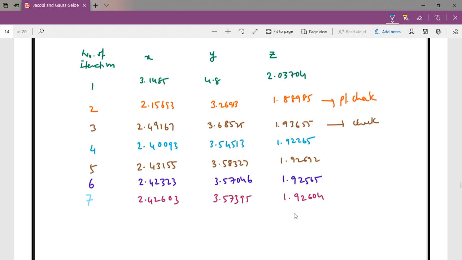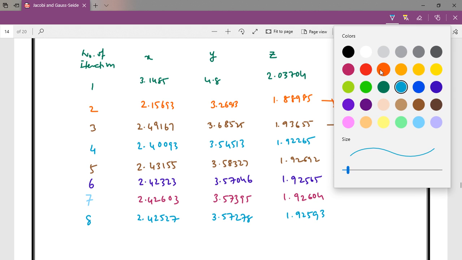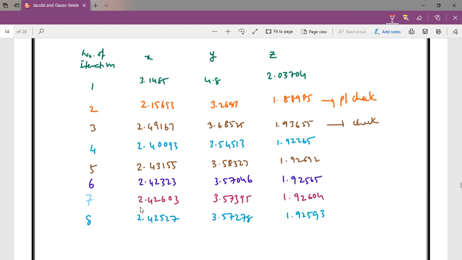So now can you observe that the root has been converged with two decimal places now. If we take one more step, the 8th iteration, then I think the root will be converged. So x is 2.42527, and y value is 3.57278, and z value is 1.92593. Okay, so now you can observe that the root has been converged.